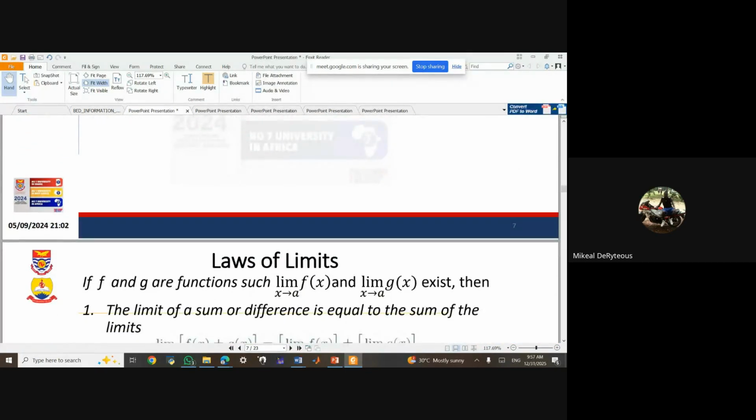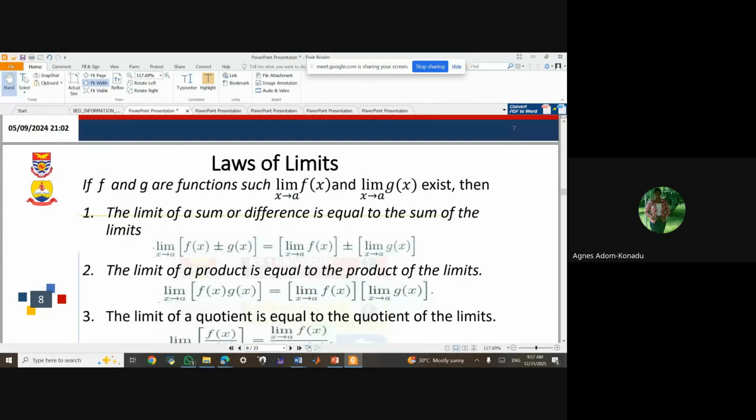So that's it. You're welcome. So now we want to look at laws of limits.